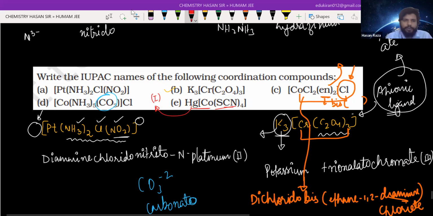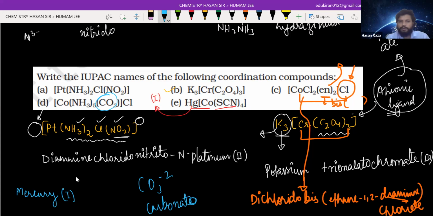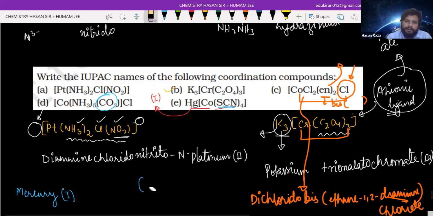Any answer for the last one? Yes or no? So see what I'm going to do. This Hg is your mercury. So I'm going to write mercury. And since it is a D block element, you need to show it in Roman numeral because what do we say? D block elements have variable oxidation state only because of that. Now, this is your ligand, which is 4 times. So I can write tetra thiocyanato S. Yes or no?